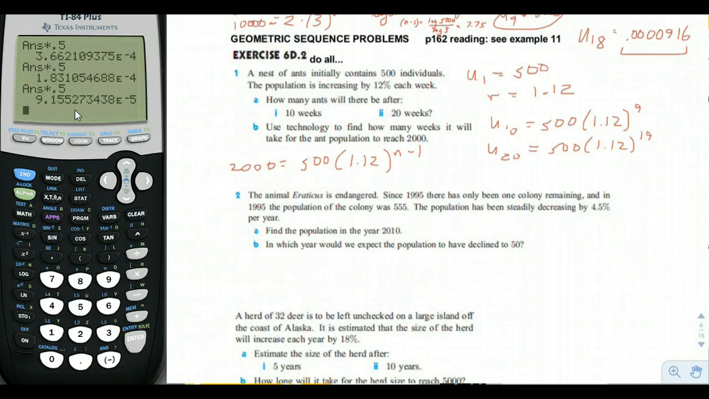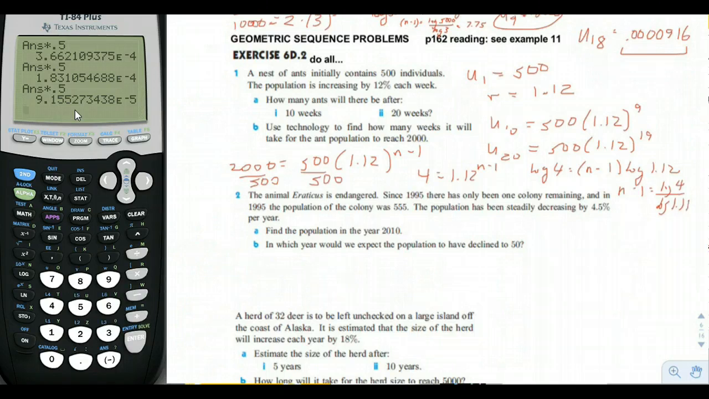Okay, so we could graph it, or you could use logs. Okay, so if we were going to use logs, we would say, okay, first we divide both sides by 500. It makes things easier. We'll have 4 equals 1.12 to the n minus 1, and then we'll just take the log of both sides. That will give us log of 4 is equal to n minus 1 times the log of 1.12. And so n minus 1 is equal to the log of 4 divided by the log of 1.12.